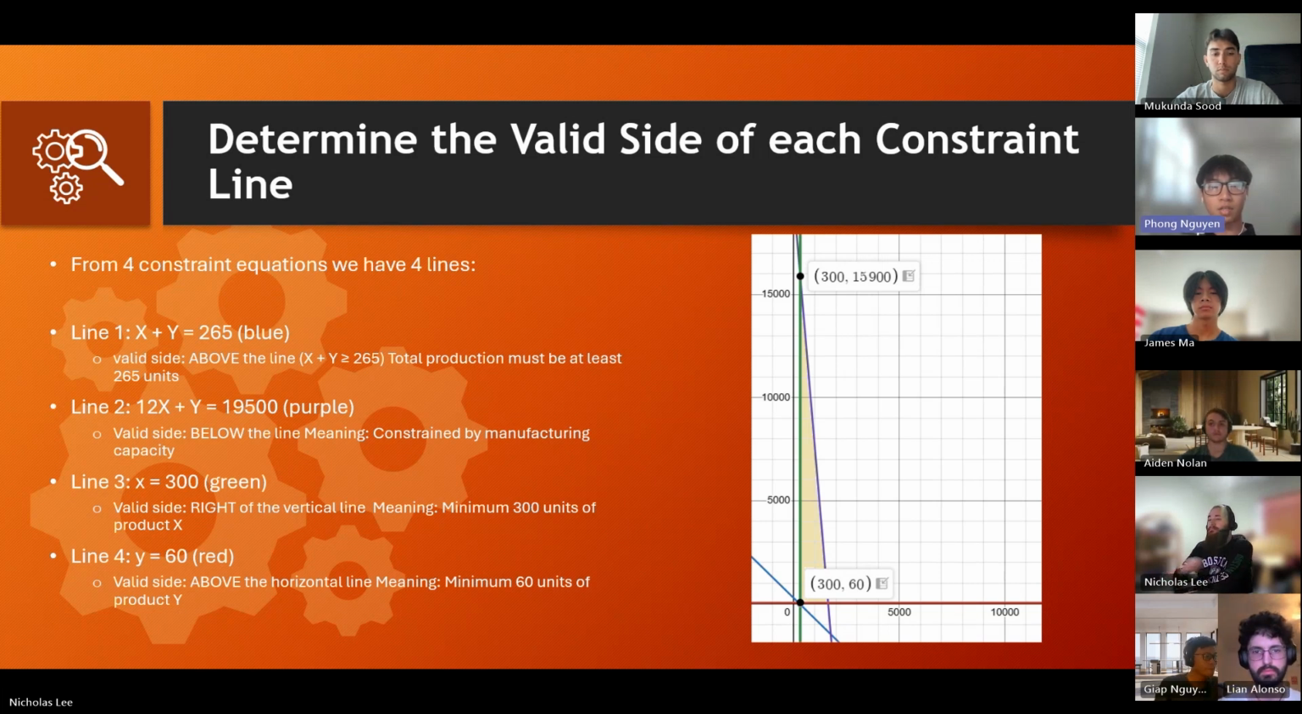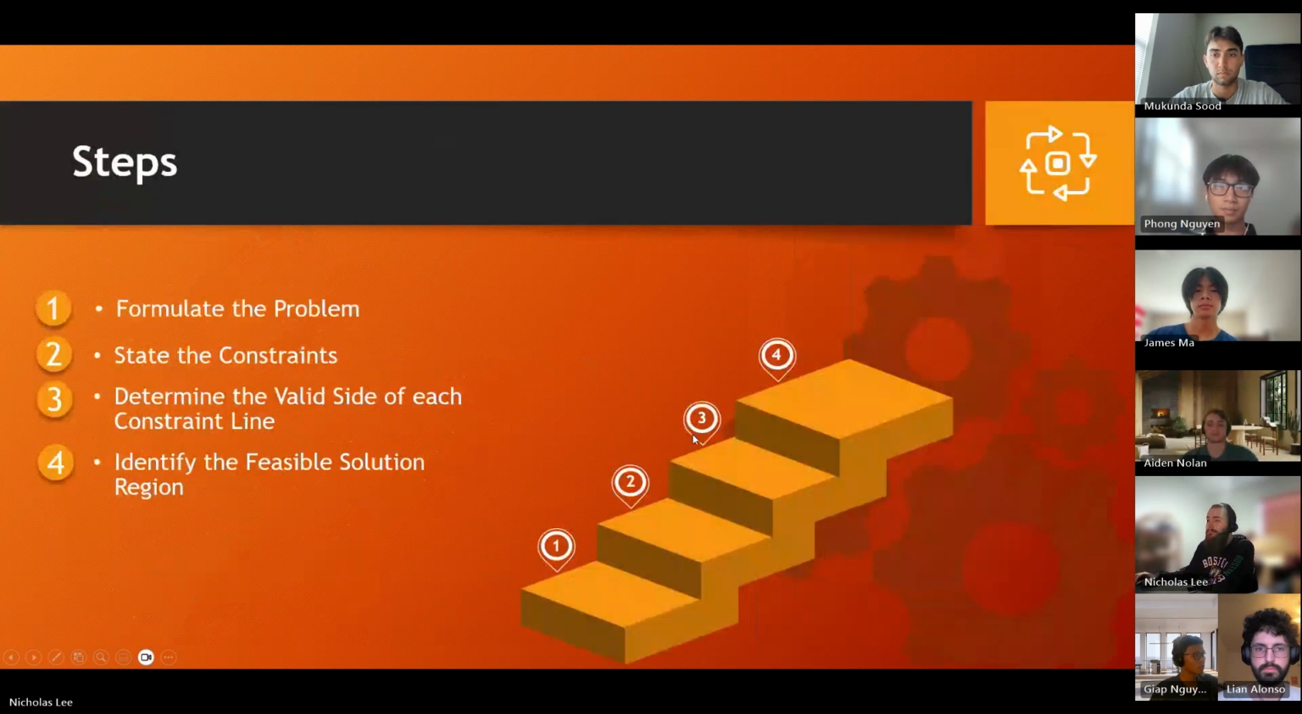For the third and fourth lines, the valid side will be on the right of the vertical line and above the horizontal line. That means a minimum of 300 units of product X and 60 units of product Y. From the constraints we create a special region on the graph. This region is called the feasible solution region. I will hand over to James to talk about the feasible solution region.